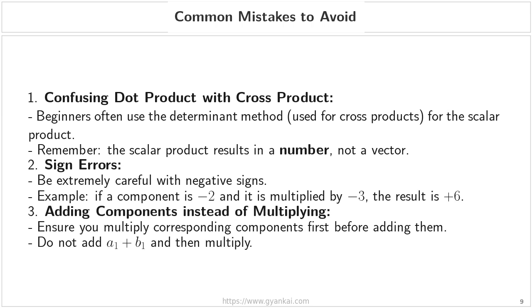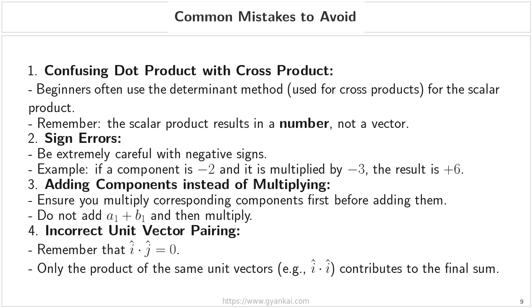Third, do not accidentally add the components instead of multiplying them. As we saw in our step-by-step calculation on the previous slide, you must multiply the corresponding x components, then the y components, and then the z components first. Do not add a1 and b1 and then try to multiply that sum. You must multiply first, and only then sum the results together.